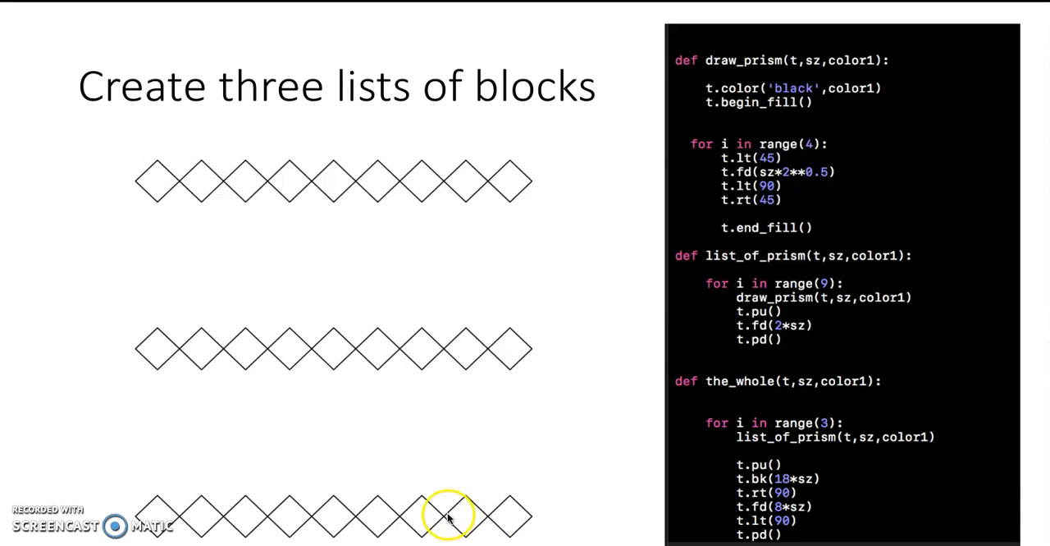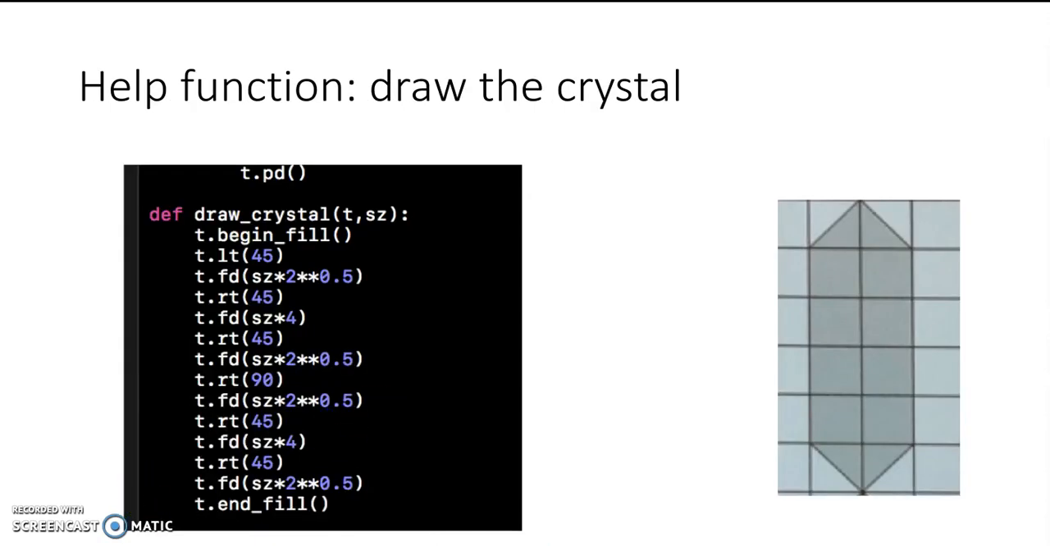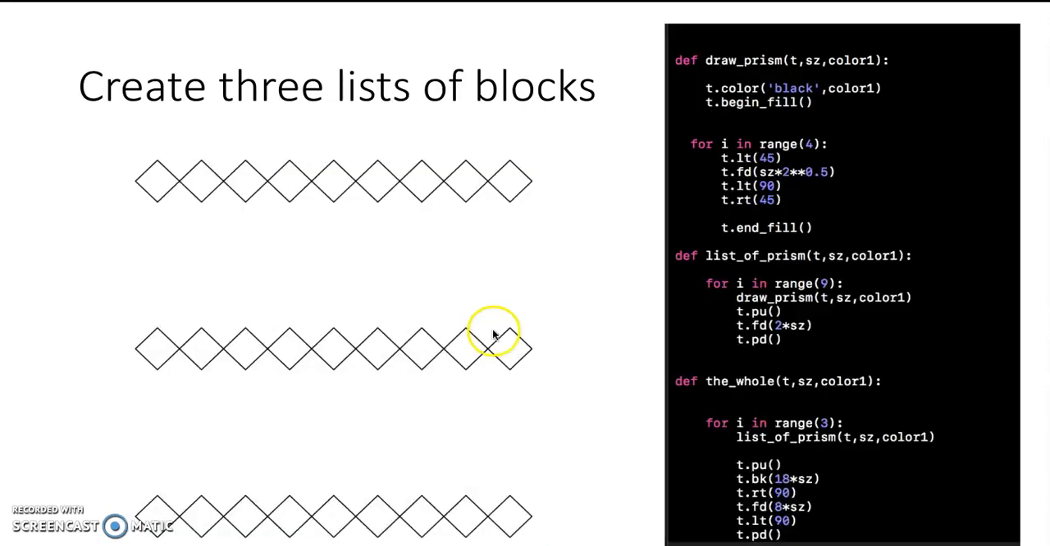80 times 80. So from the center of this block to the center of this block, the distance is 8, and from here to here is 1, and here is 1. So it's 8 plus 8 plus 1 plus 1, totally 18. So I set the size here to 8.